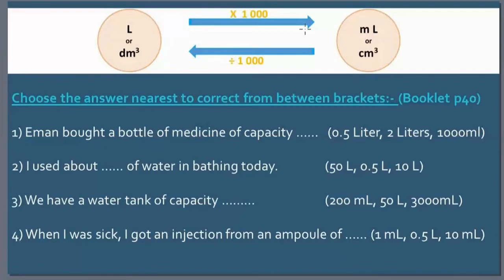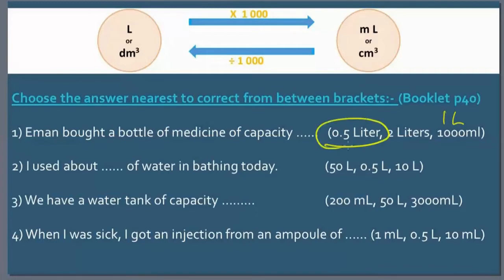Choose the correct answer or the nearest to the correct answer. Iman put a bottle of medicine of capacity. So a bottle of medicine means small capacity. So this means I will try to choose the nearest number to it. Okay, so this is half liter, and this is 2 liter, and this is 1000 milliliter, and this means 1 liter. Okay, so the nearest number here to the correct answer is half liter.